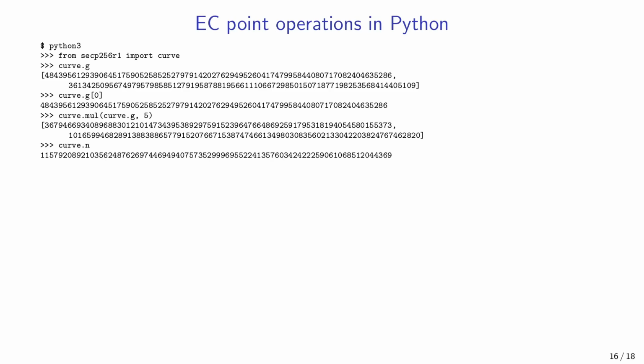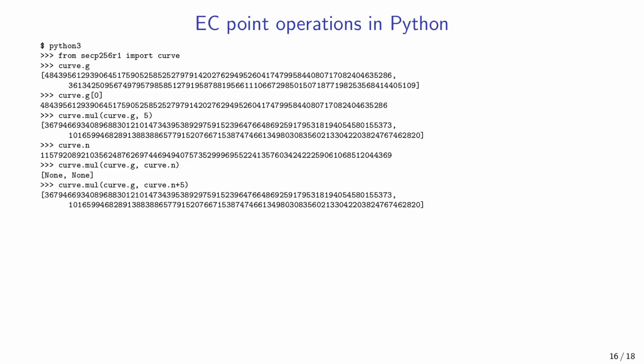The order of the curve is accessible using the n attribute. If we multiply any point with the order of the curve, we get the point at infinity. The point at infinity is represented as a list containing two None values. Multiplying a point by n plus 1 provides the same result as if we multiplied it by 1. So you see, the elliptic curve group is cyclic. If we were to add a point to itself n times, we would return to the initial point.